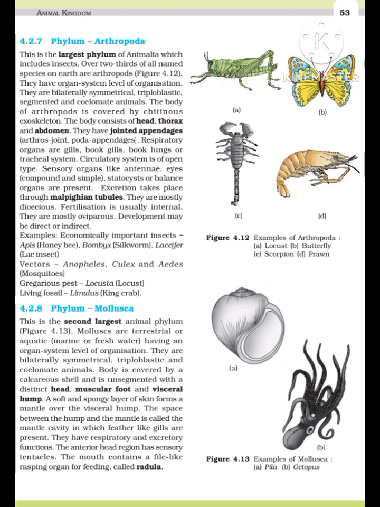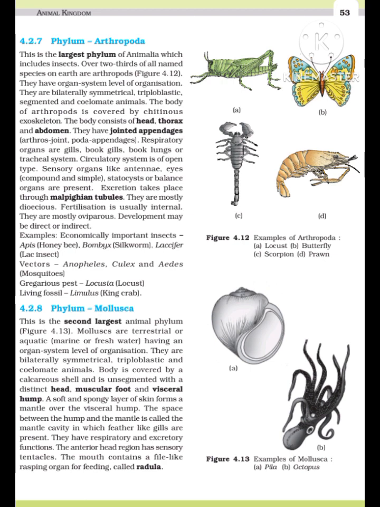Respiratory organs are gills, book lungs, or tracheal system. Circulatory system is of open type. Sensory organs like antennae, eyes, compound and simple, statocysts or balancing organs are present. Excretion takes place through Malpighian tubules. They are mostly dioecious. Fertilization is usually internal. They are mostly oviparous. Development may be direct or indirect.